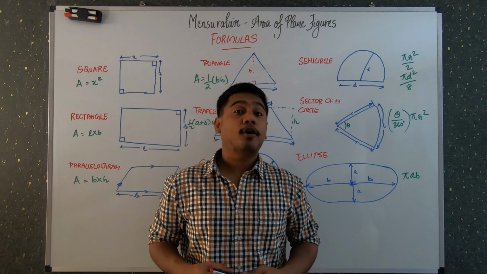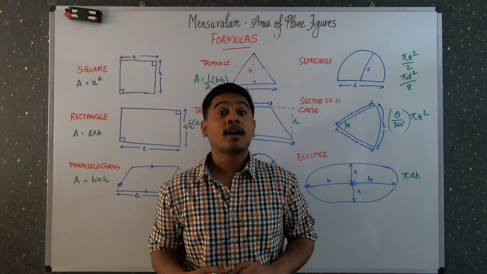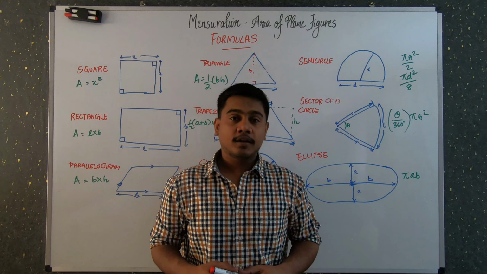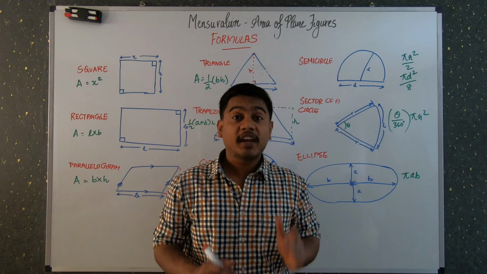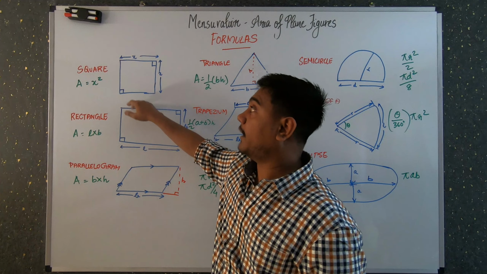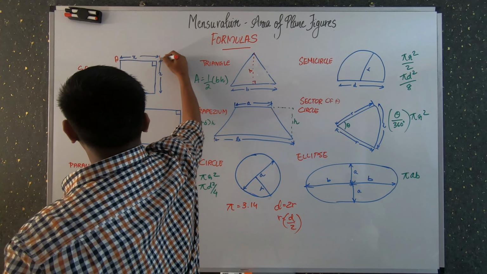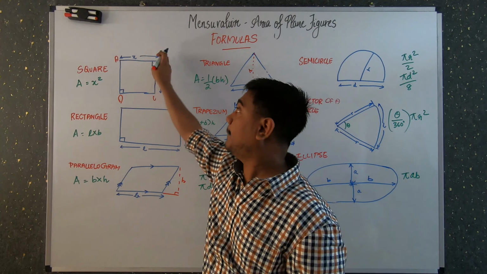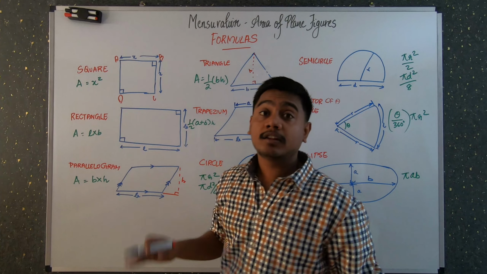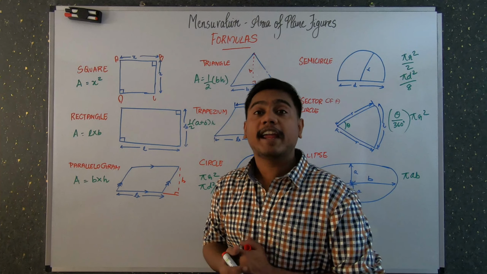This is part 4 on mensuration, where I will be discussing the various formulas for plane figures. What is area? Area is the region enclosed by the figure boundary. For example, if you take a square, these are the figure boundaries. Let's say these are A, B, C and D. These are like fences: AB, BC, CD and DA. The region enclosed by these figure boundaries is called area.